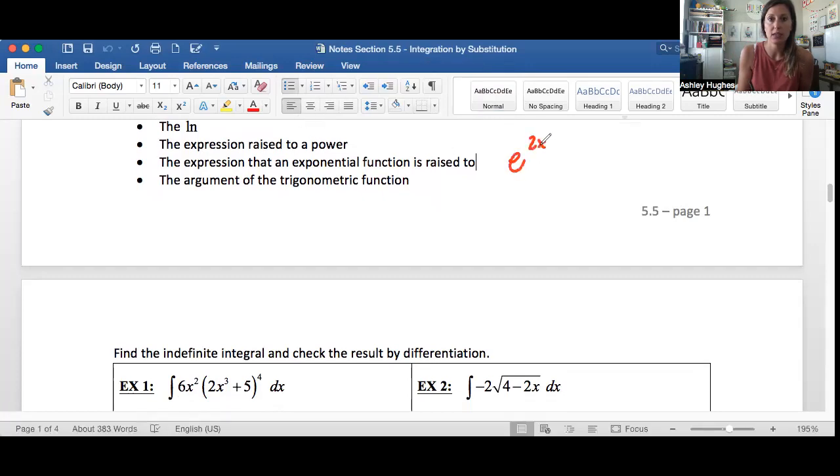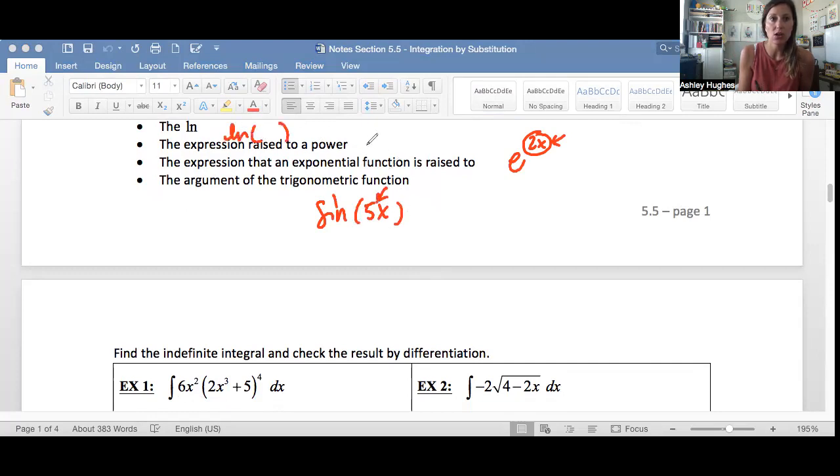something like this, you're going to make this the u. An argument of a trig function, so like sine of 5x, this is the argument of the trig function. So these things inside the natural log, if it's an expression raised to a power, that would be your u. Exponential function, that would be your u, and inside the sine, cosine, tangent, etc., that would be your u. So let's practice doing a few of these.